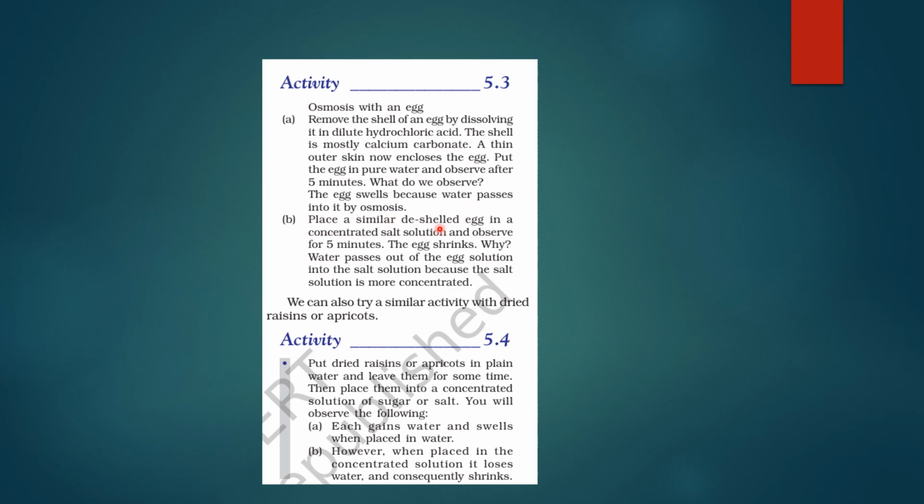Now place a similar de-shelled egg in a concentrated salt solution for 5 minutes and observe. So here water passes out of the egg solution into the salt solution because the salt solution is more concentrated. So we can do this kind of activity with raisins and dried apricots also. Right.